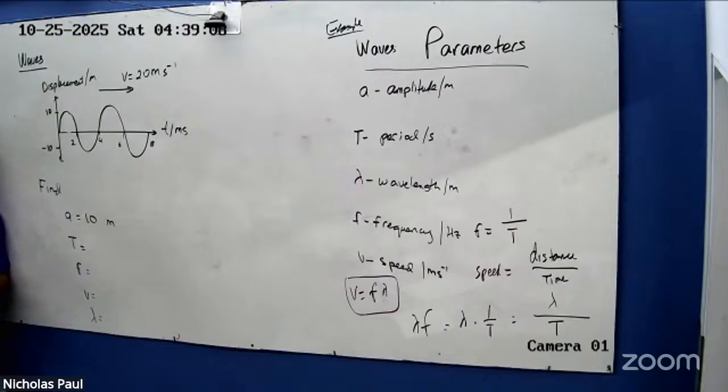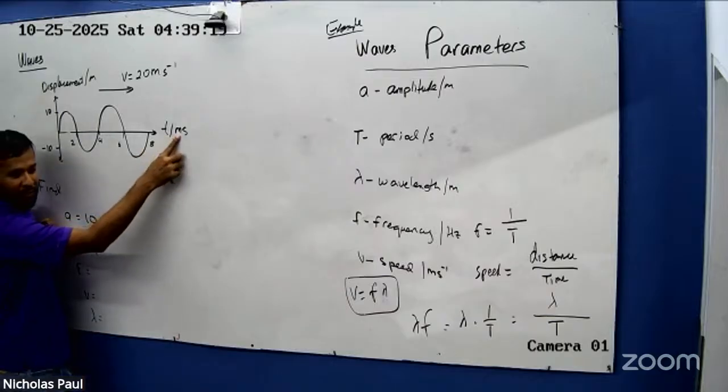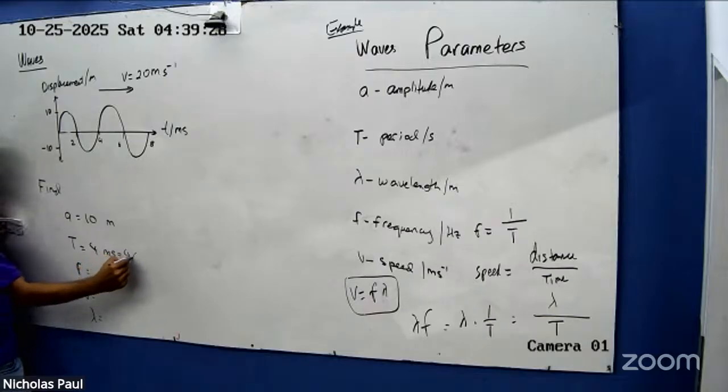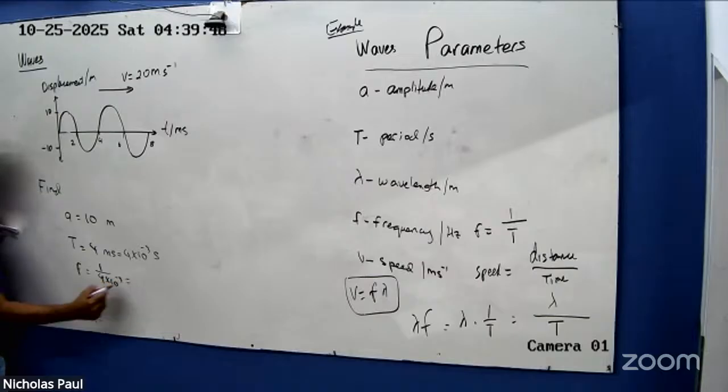4 milliseconds. Nice. I wanted to see if somebody would say something else. M means what, Megan? M is milliseconds, which is the same as 4 times 10 to the minus 3. That's okay? Frequency. What is the frequency, Javi? Right, 1 on 4 times 10 to the minus 3, which is?